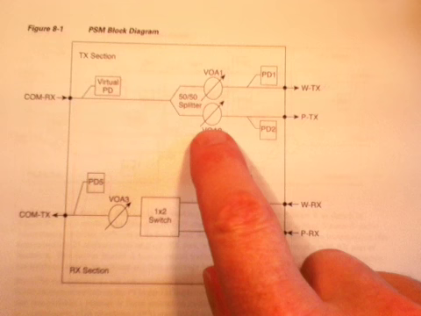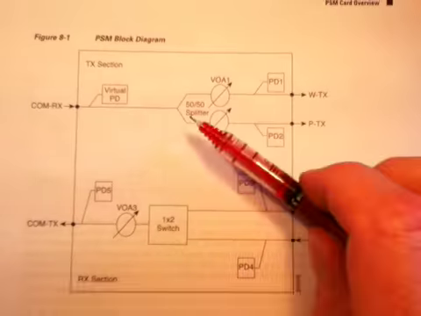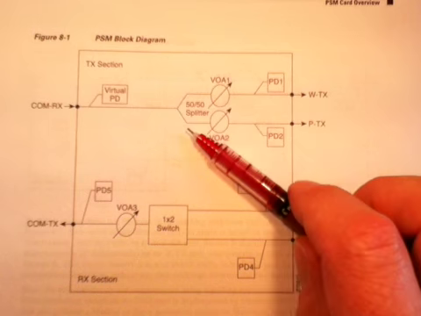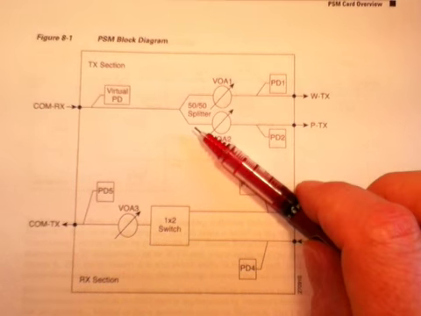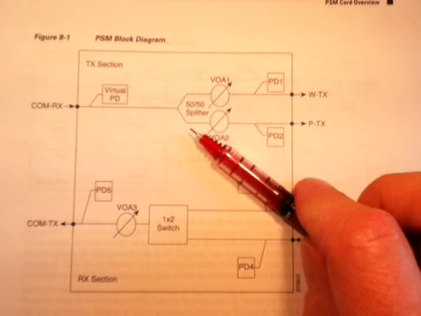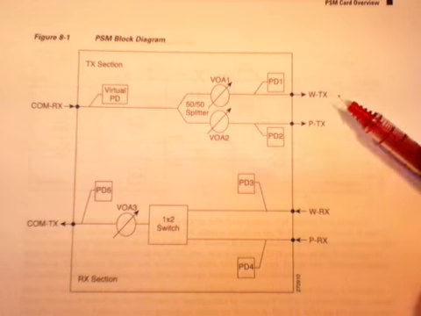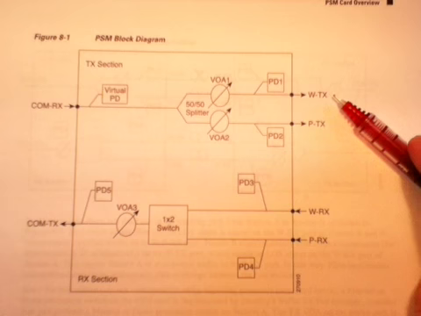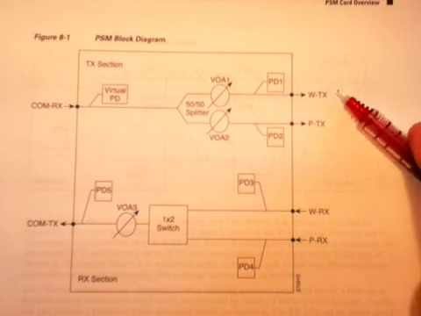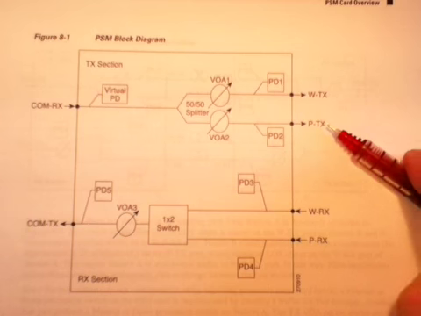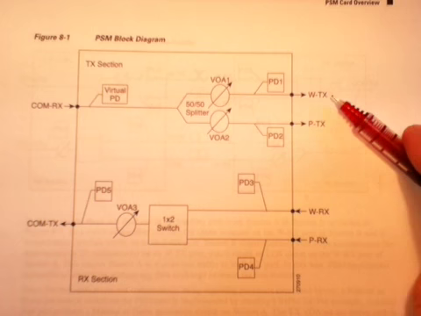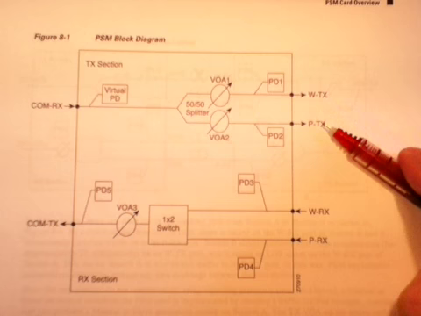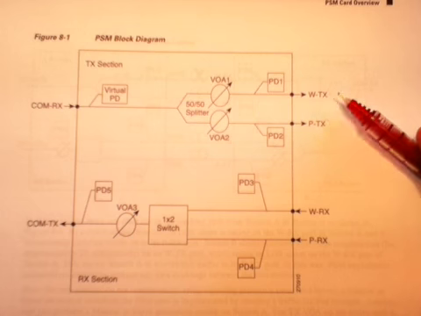But after this 50-50 splitter, which is probably a planar waveguide device with the Y branch like I showed in the previous video, we have two transmissions, and they're labeled W transmit and P transmit. W is for working, P is for protection. And so this gives you a redundant signal going through two separate fibers, essentially.